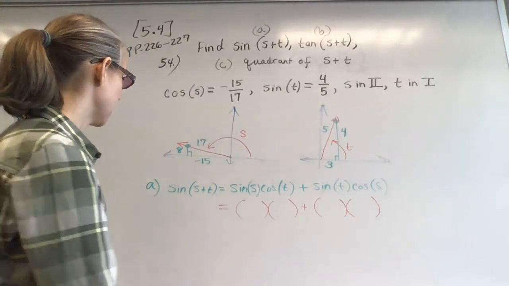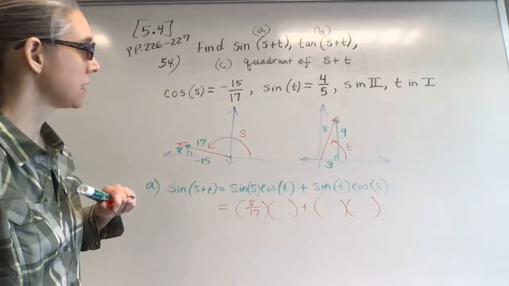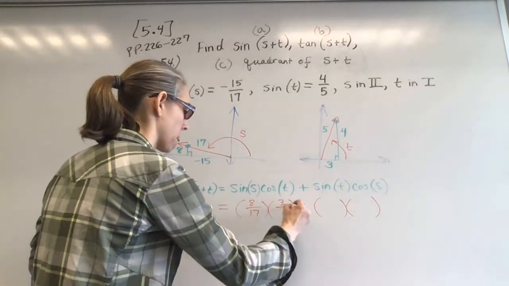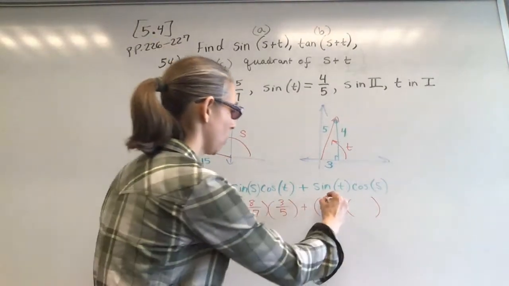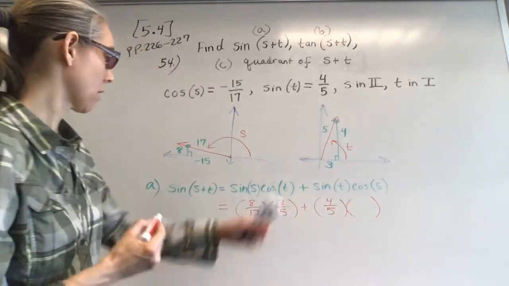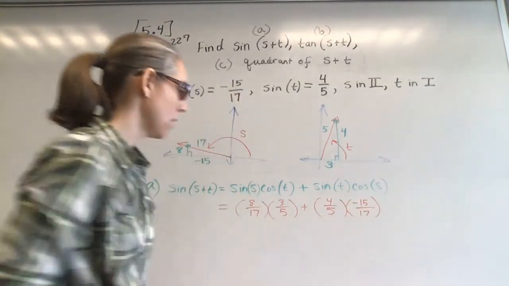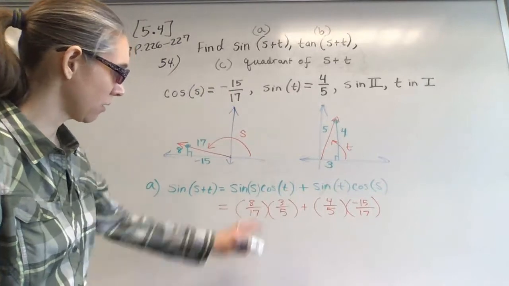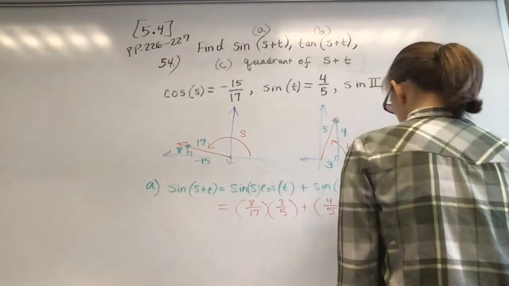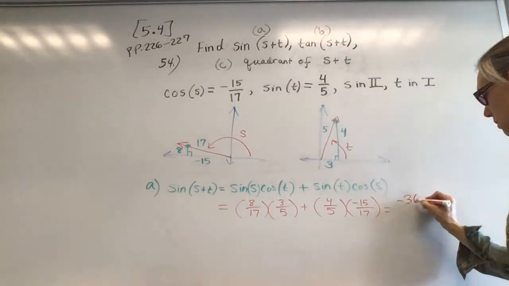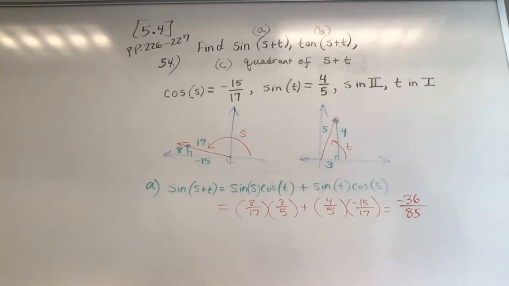Sine of S is 8 over 17. Cosine of T is 3 over 5. Sine of T is 4 over 5. And the cosine of S is negative 15 over 17. Denominator is 85, right? So you have 24 plus a negative 60. That would be a negative 36 over 85. And that is fully reduced.